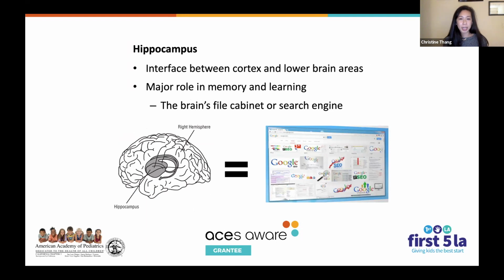Neighboring the amygdala, we have the hippocampus, and it's the interface between the cortex and lower brain areas. Its major role is in memory and learning. What helps me remember it is that it's sort of our brain's filing cabinet. It's the search engine, whichever search engine it is that you like to use. When you think about the hippocampus in the setting of being exposed to constant stress and trauma, well, this filing cabinet or this search engine really can't be prioritized. So if anything, you're sort of thinking as your hippocampus is actually offline.